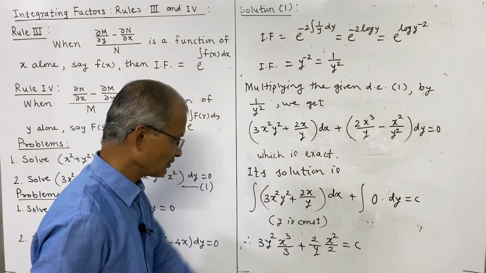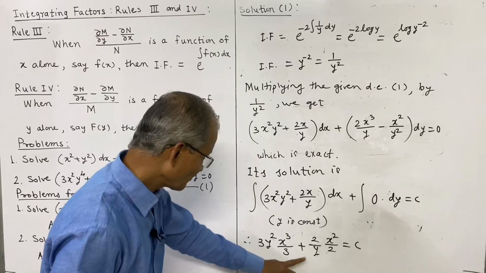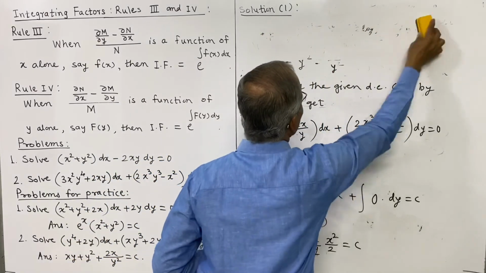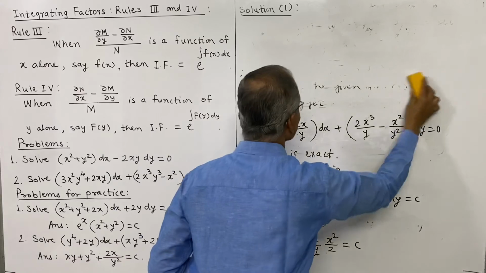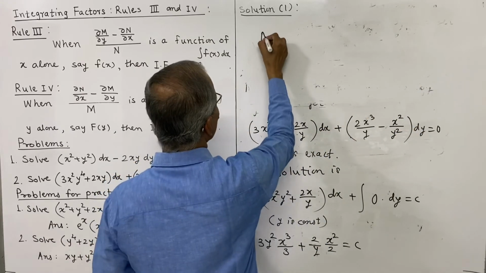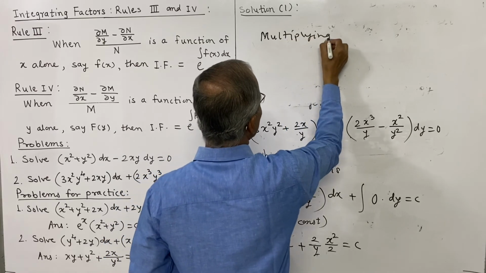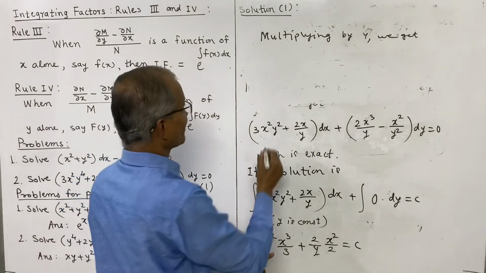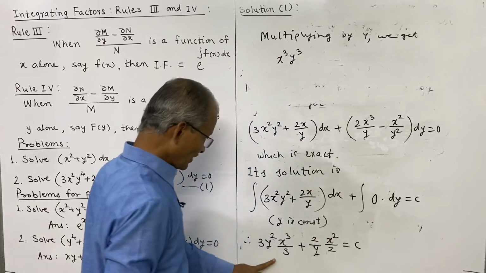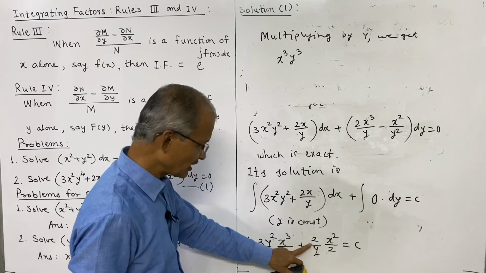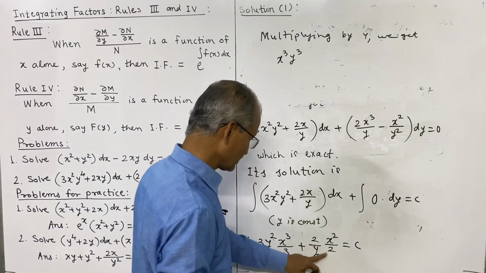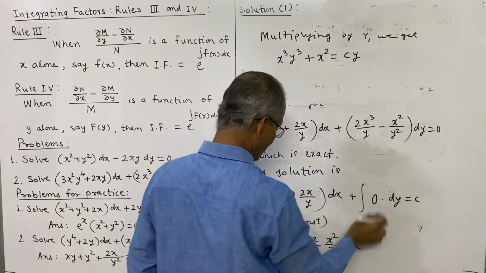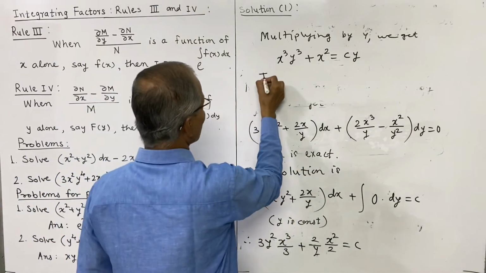Here 3 by 3 is 1, 2 by 2 is 1, and one more thing we can do is avoid this fraction by multiplying by y. So multiplying by y, we get x³y³, plus x², because 1 upon y cancels and 2 cancels with this 2, is equal to cy. C is multiplied by y. This is the general solution.